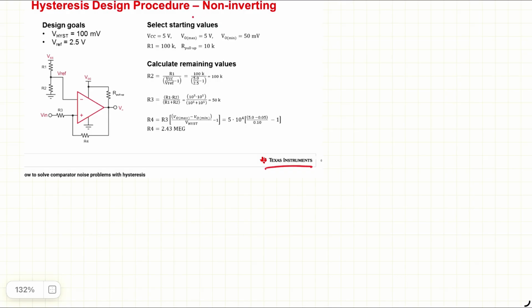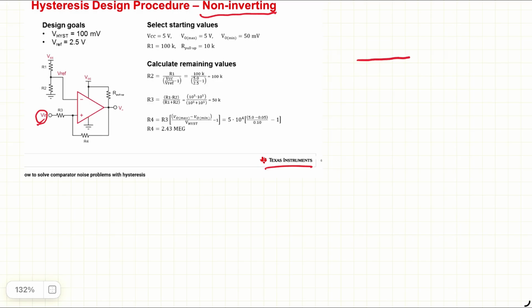This slide shows a design procedure for a non-inverting input. That means the input comes from the non-inverting side, and the reference, the voltage you compare to, comes from the inverting side. I'll do a little bit of a recap about hysteresis while we're doing that.